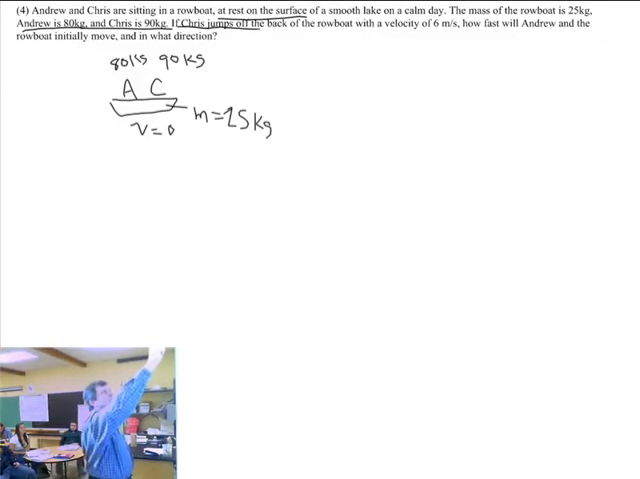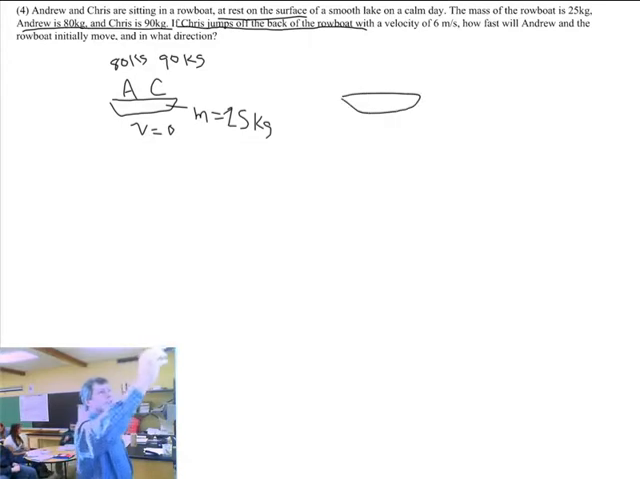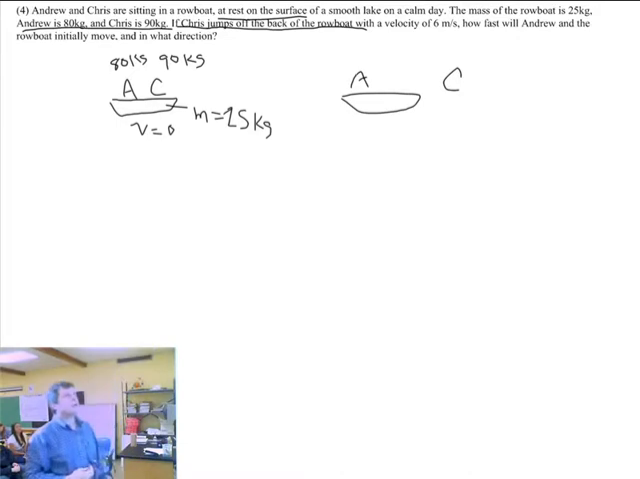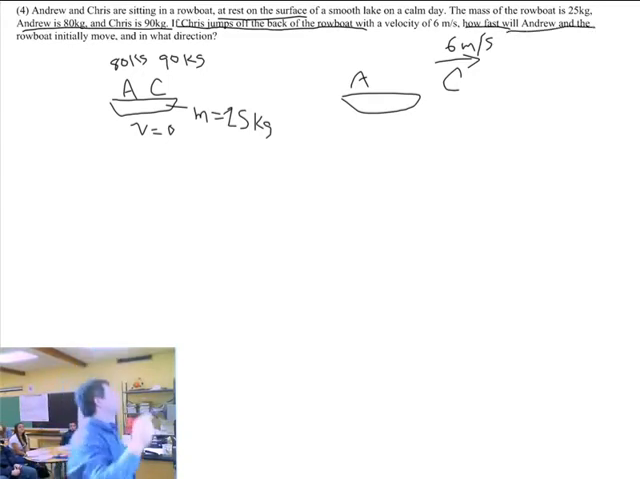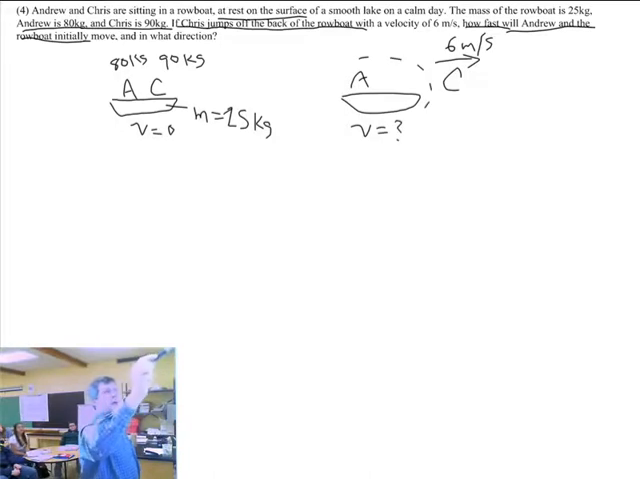Now, oh, it looks like something's happening. If Chris jumps off the back of the rowboat, so maybe I should draw a picture with Chris jumped off the back of the rowboat with a velocity of, okay, I'm given his velocity. How fast, uh-oh, I bet there's a question coming. How fast will Andrew and the rowboat initially move? So, how fast will Andrew and the rowboat, okay?